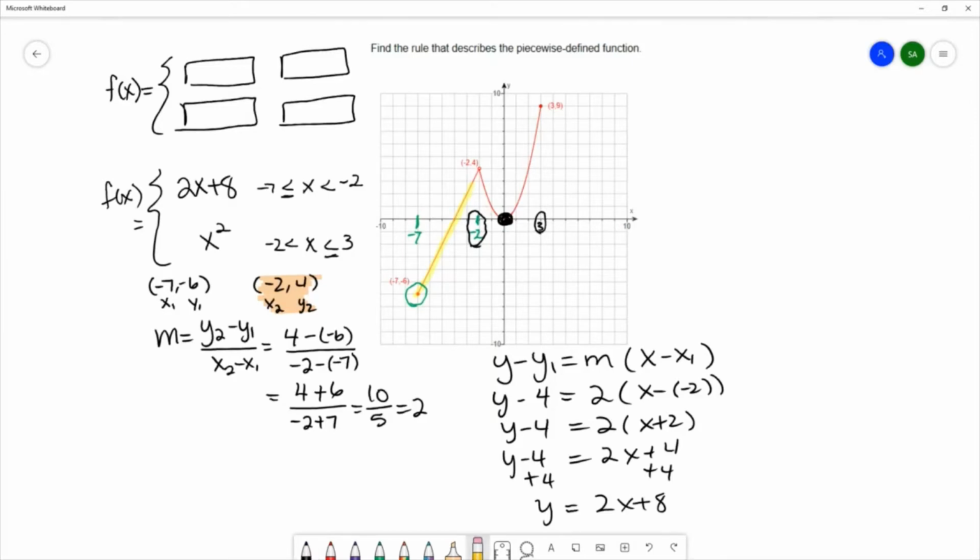So we found our rule or equation for the piecewise function, and that is that it's 2x plus 8 for x's that are from negative 7 to negative 2, and x squared when x is from negative 2 to 3.